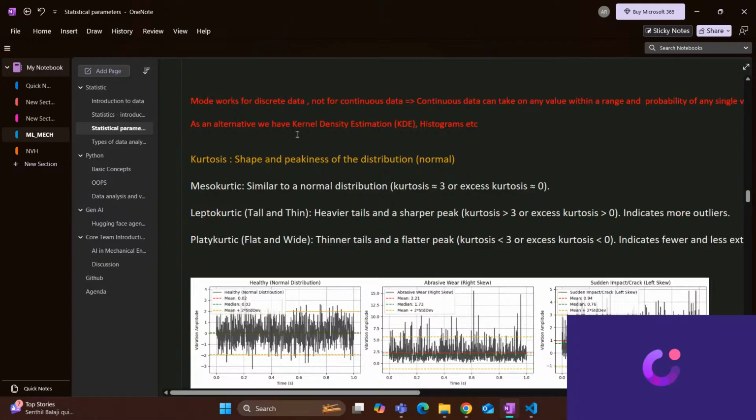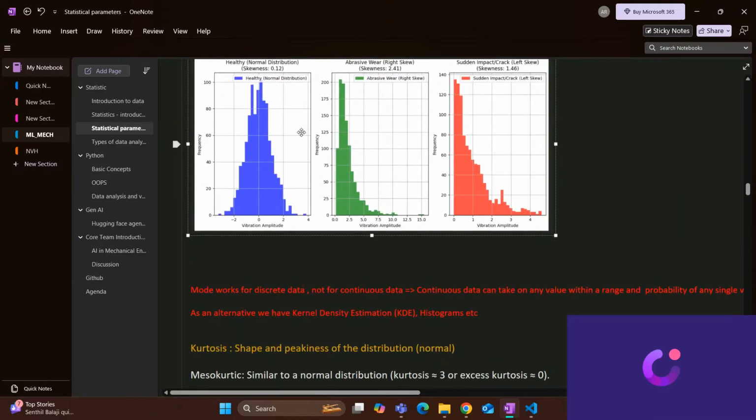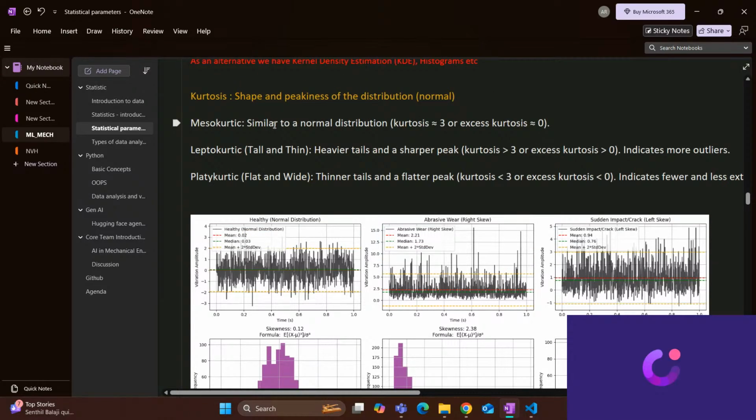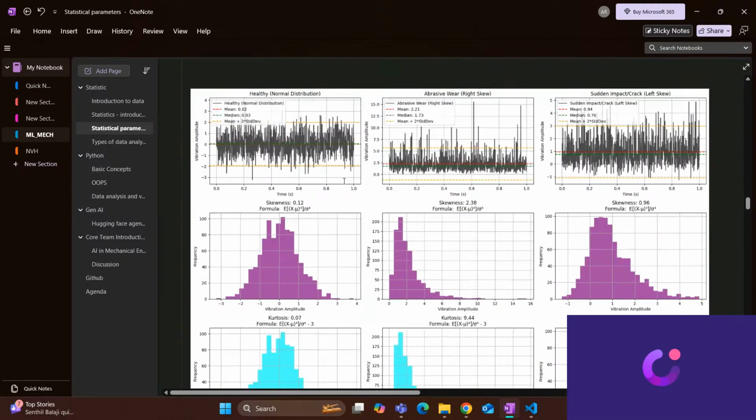So we said what would be the alternative for this kind of continuous data instead of mode. We can use KDE methods or histograms to understand the data pattern and behaviors. And then next we took certain examples to understand how to analyze kurtosis, where we have three different data sets of healthy and some defect, that is certain impact, as well as abrasive behavior of a surface finish, or maybe for a particular product.